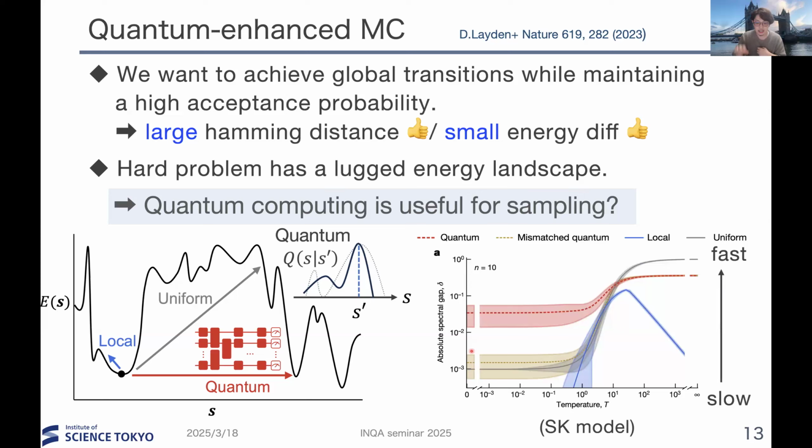So they obtained the absolute spectral gap for the Sherrington-Kirkpatrick model. The horizontal axis denotes the temperature T versus the absolute spectral gap. The size is 10. The blue and black curves denote the classical proposals, a uniform and a local one. The performance of these updates deteriorates in the low temperature region. However, for the quantum enhanced Monte Carlo, the absolute spectral gap remains constant. So the quantum sampling is useful in this case.